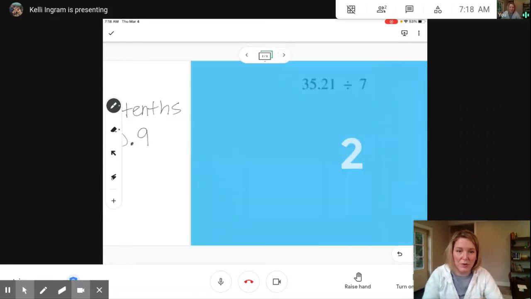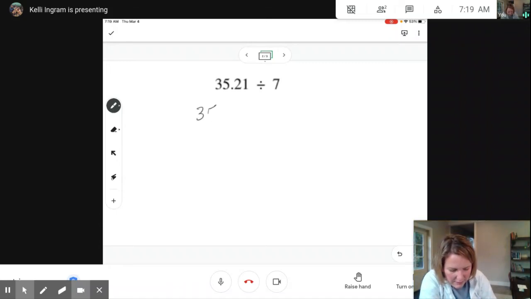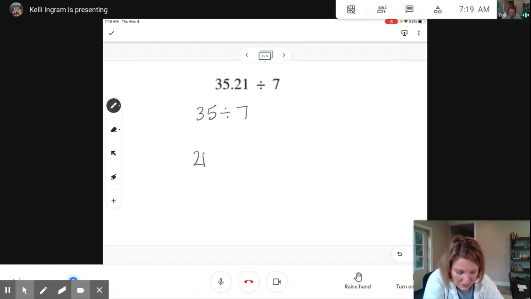Strategy number two, we looked at yesterday when we had that problem where we were sharing some money. Okay, strategy number two is I'm going to separate my whole number and my decimal. I'm going to divide my whole number up first, and then I'm going to divide up my decimal. So in this case, I'm going to separate this into 35 divided by 7 and 21. Ooh, what is this? This isn't 21 tenths. This would be 21 hundredths. Yes. And I'm going to divide that by 7 as well.